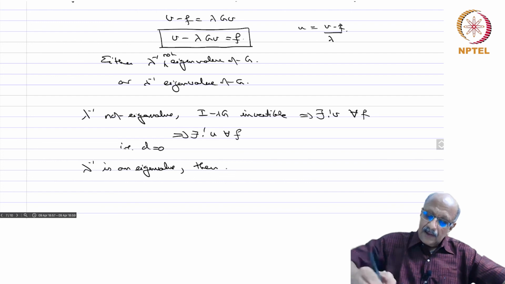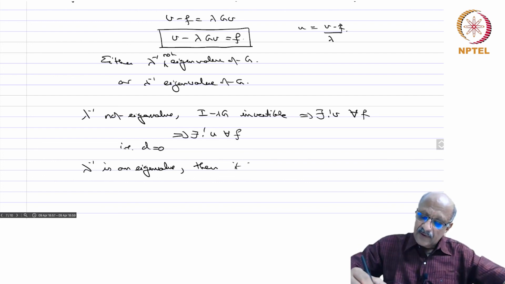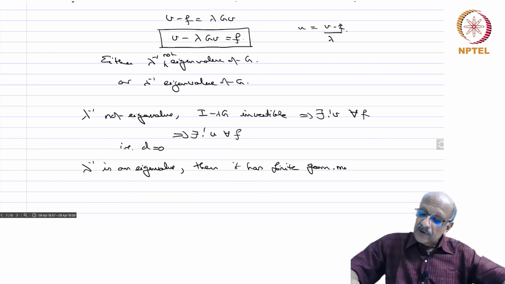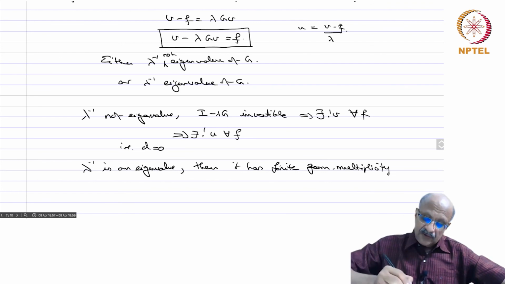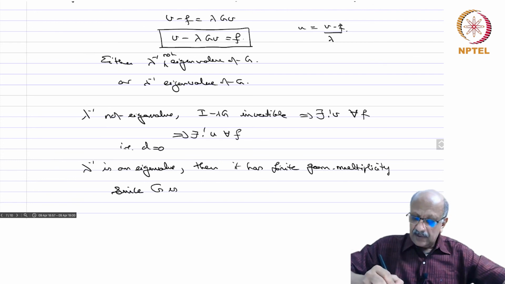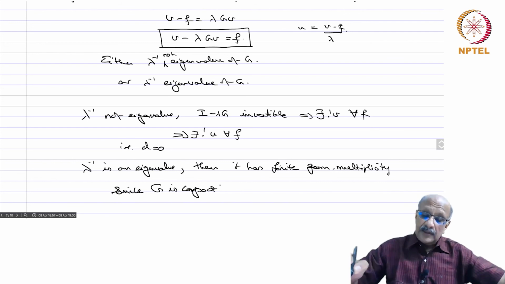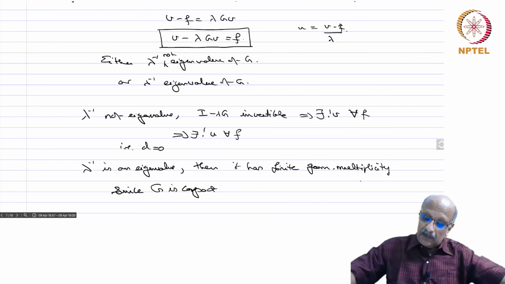then it has finite geometric multiplicity, since G is compact. So if you have a compact operator and you have a non-zero eigenvalue, then of course the null space, that is the space of eigenvectors, has to be finite dimensional.